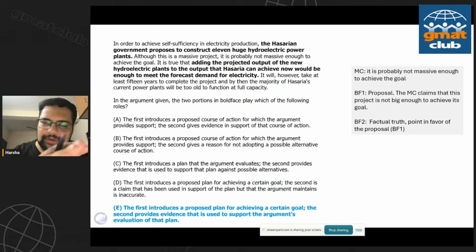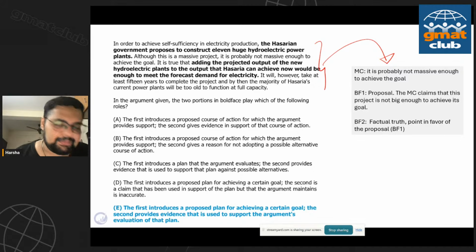So now that we have gone through the logic and understood it, let's focus on that analysis, which is important. What is the main conclusion? I hope all of you were very clear about it. This particular proposal is not big enough to achieve that stated goal, whatever that goal is, self-sufficiency in electricity production. That's the main conclusion. What is boldface 1? Boldface 1 is the actual proposal itself. And what is its relation to the main conclusion? The main conclusion essentially tells us that this particular proposal is not good enough. It's not going to be able to meet its goal.